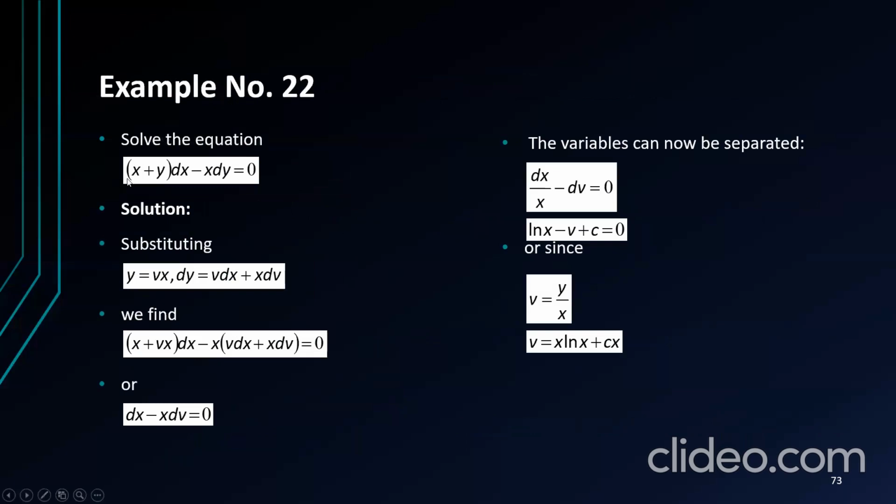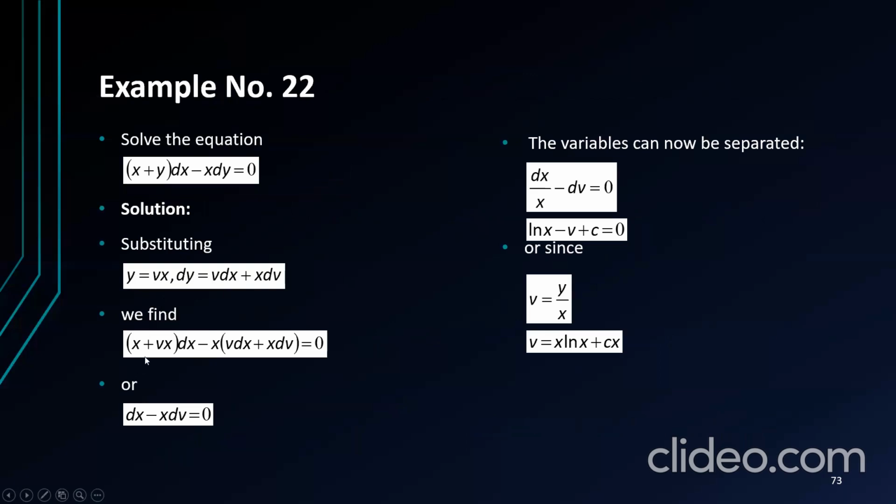Solve the equation (x plus y) dx minus x dy. So, hindi mo siya ma-separate, di ba? Kasi may y to. Pag iba mo dito, ito dx over x, yung dy, x plus y. So, hindi siya y lang. So, solution: substitute y is equal to vx, dy is equal to v dx plus x dv.